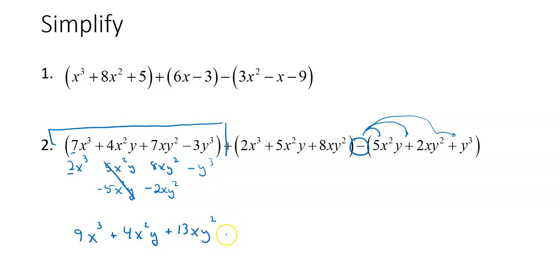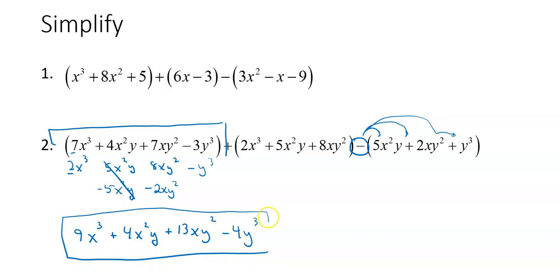And now a negative 3 minus 1 more is negative 4. Notice this is as good as it gets. You can't combine anything else. You've got x to the thirds and you've got x squared y's, but they're not the same term. Just like an x to the third and an x squared are not the same term. So this is just a polynomial of 4 terms.